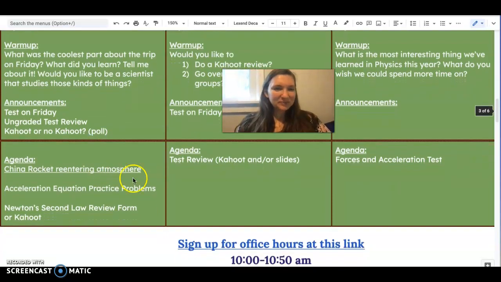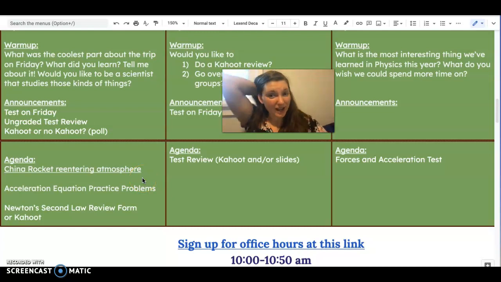So, we're going to start off the synchronous time by talking about a rocket that China launched that re-entered the atmosphere, and they weren't exactly sure where it was going to land. We're going to talk about the forces involved in that. Then we're going to work on those acceleration equation practice problems and graphing in your small groups.